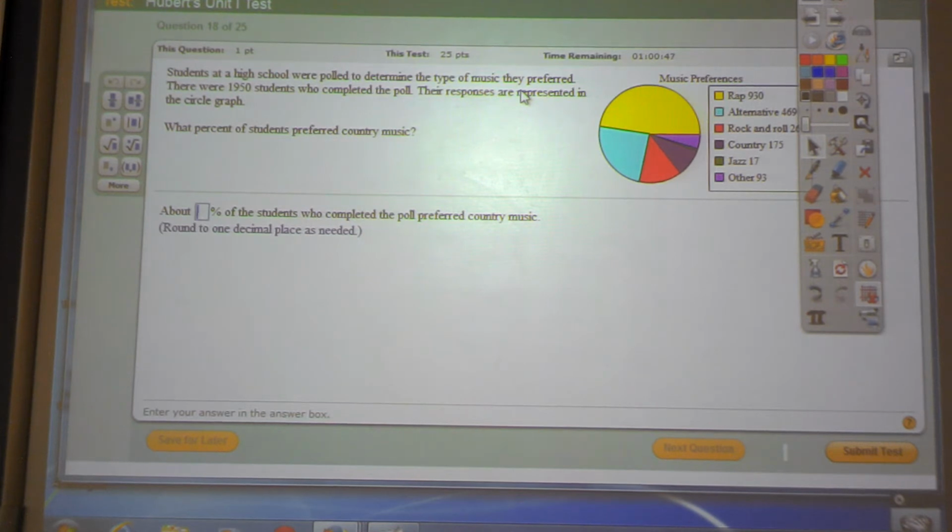Now this one is one that I hope y'all have common sense on. We didn't do one like this in class, but hopefully you should be able to take what I've given you and do something with it. Do it right now, right after this. Students at a high school were polled to determine the type of music they preferred. There was 1,950 students who completed the poll. Their responses are represented in the circle graph. What percent of students preferred country music?